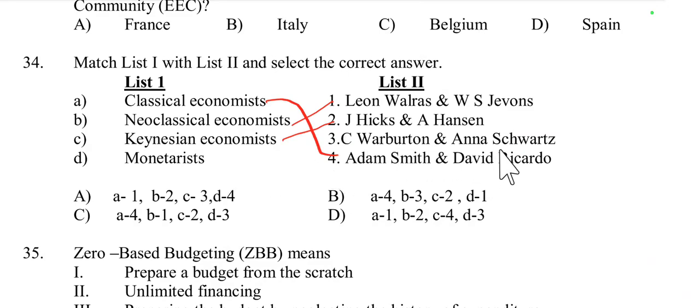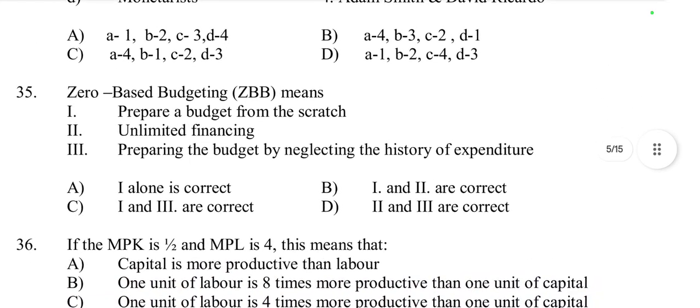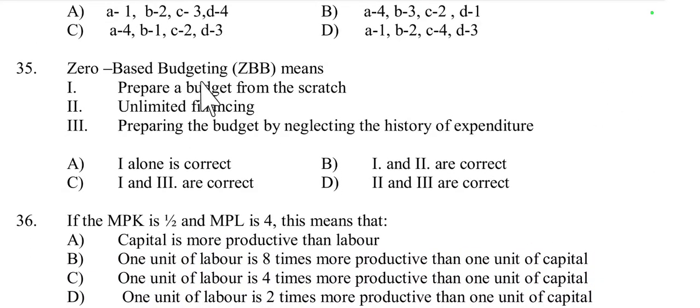Warburton and Anna Schwartz. The rest is option 3. Classical: Adam Smith, David Ricardo. Neoclassical: Leon Walras and Jevons. Keynesian: Hicks and Hansen. So A for B1 C2, D3, option C. Then question number 35, zero based budgeting means prepare a budget from scratch or from the beginning.